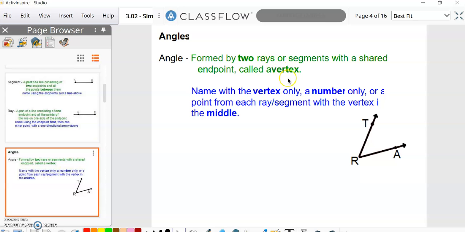Angles. You probably know what these are as well. This is all review, at least it should be. Angles are formed by 2 rays or segments with a shared endpoint called a vertex. So this is the shared endpoint, the vertex, and that's what forms the actual angle. You can name it with the vertex only, a number only, or a point from each ray or segment with the vertex in the middle. So this could be angle TRA, or angle ART, or simply angle R.